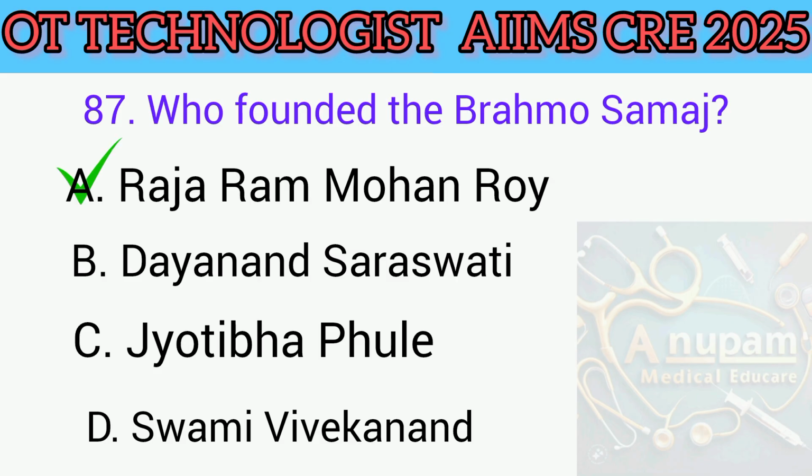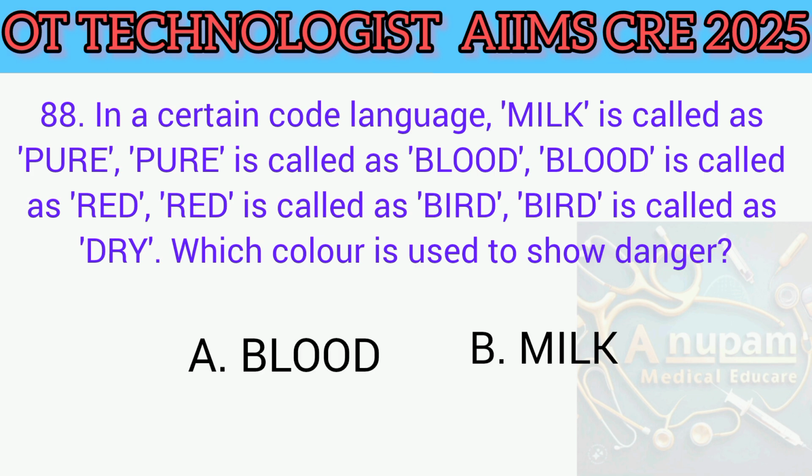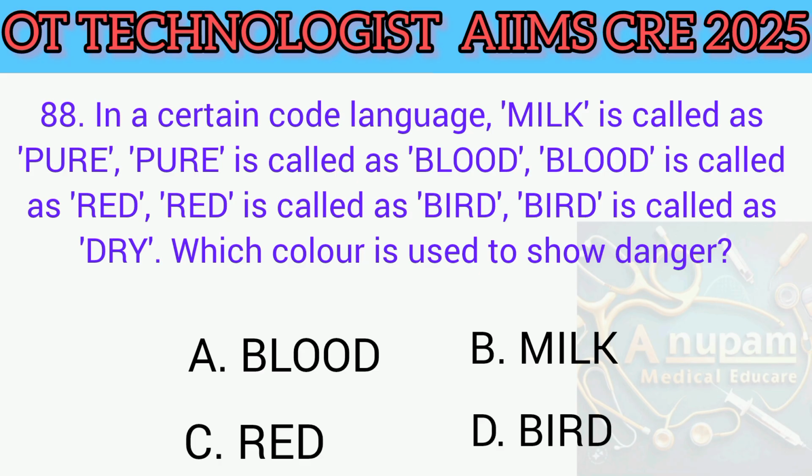Right option, A. Number 88. In a certain code language, milk is called pure, pure is called blood, blood is called red, red is called bird, bird is called dry. Which color is used to show danger? Option A. Blood. B. Milk. C. Red. D. Bird.